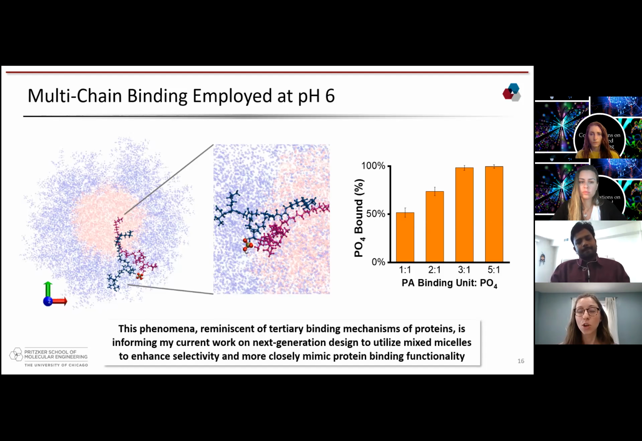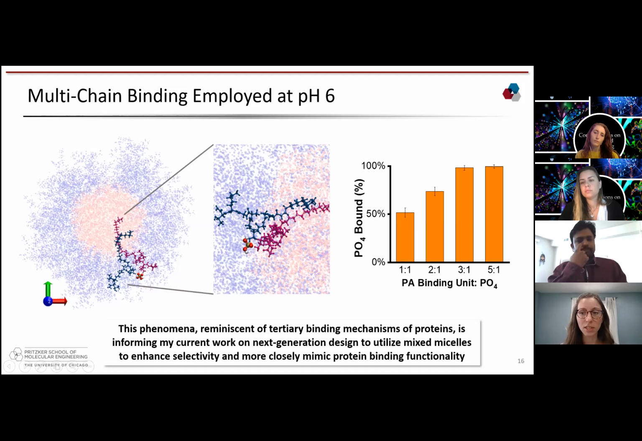Obviously this would not be possible for just a single chain peptide, but within the self-assembled construct, where we have all of these peptides very close, suddenly multiple chains are being used to stabilize the phosphate. And one could say that this is reminiscent of tertiary binding mechanisms of proteins. We know the specific amino acid sequence is important, the secondary structure is important, but even probably more so than both of those are the tertiary and quaternary structures of proteins to be able to bind to their specific targets. And what we see here is that our system has a lot of potential to incorporate and design in more specifically tertiary binding constructs.